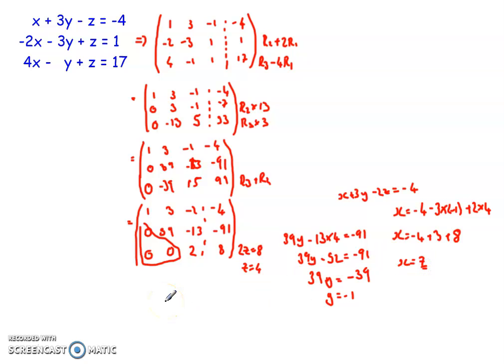So the solution for x, y, and z that satisfies this system of equations is x equals 7, y equals negative 1, z equals 4. So there you go, that satisfies that. Remember, like I said, when I was doing these row operations, I never said the numbers would always be nice, but they still worked out nicely in the end.